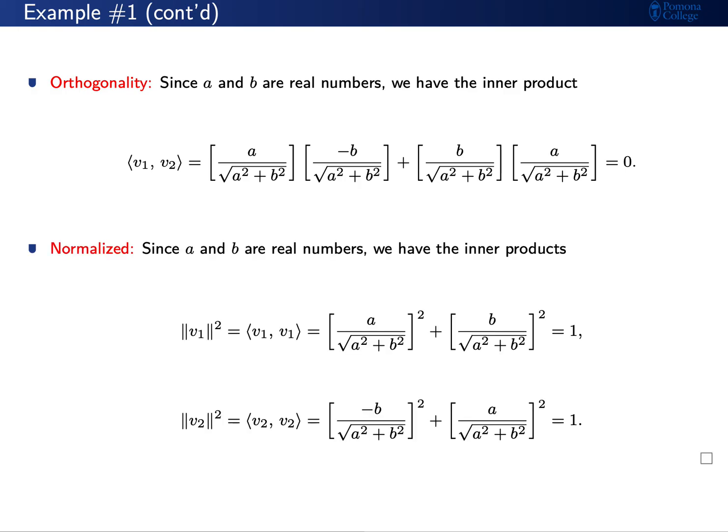And finally, we have to say that our set beta is a normalized set. That is, the norm of every vector in our set is 1. Again, we can find this just by multiplying out the numbers in the set.